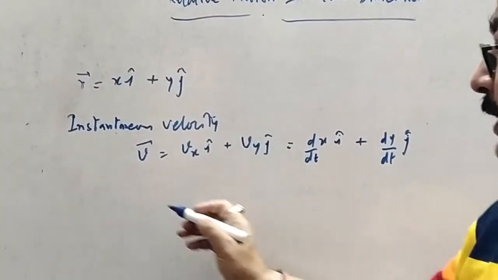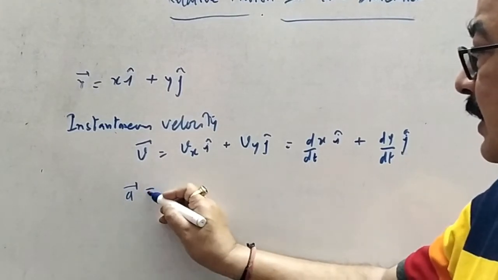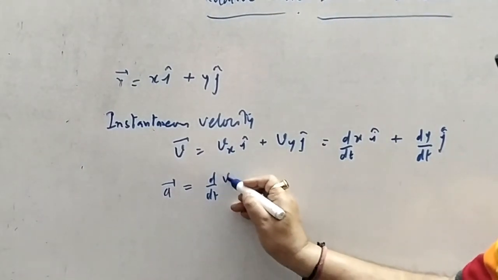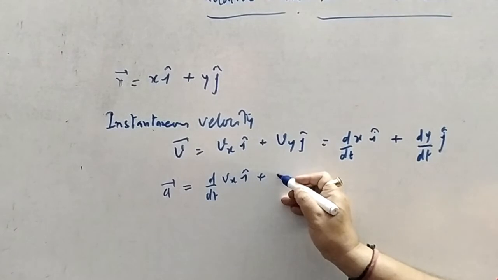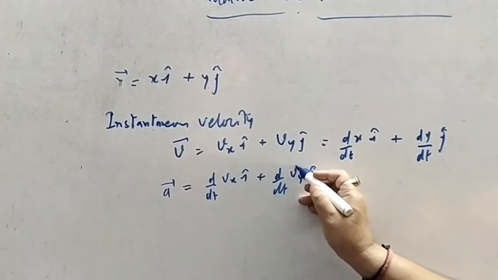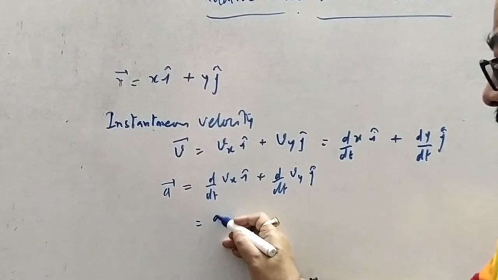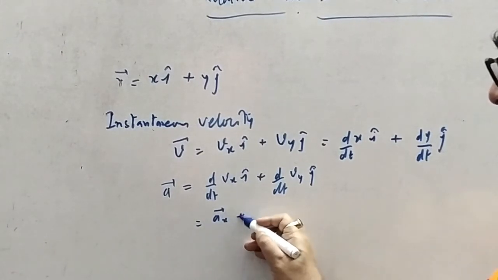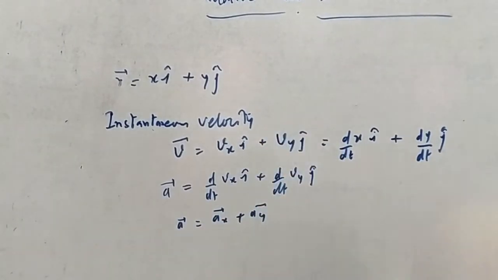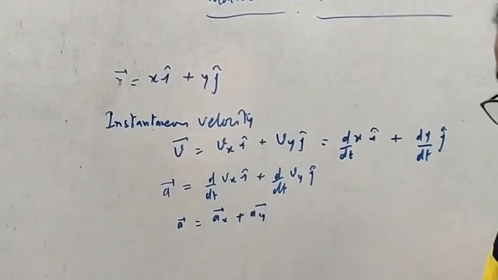In the same way, we can find out the acceleration also. a equal to d upon dt of vx i plus d upon dt of vy j. That means here again it is ax plus ay. They are all very important when we discuss relative motion in two dimensions.